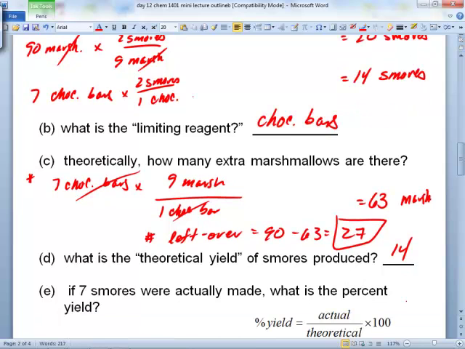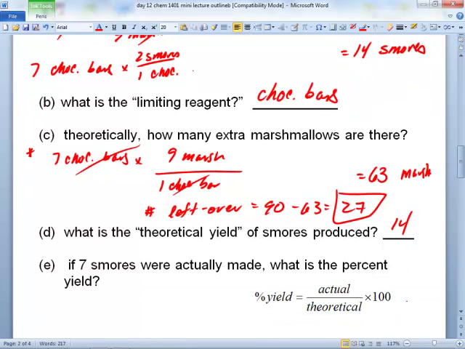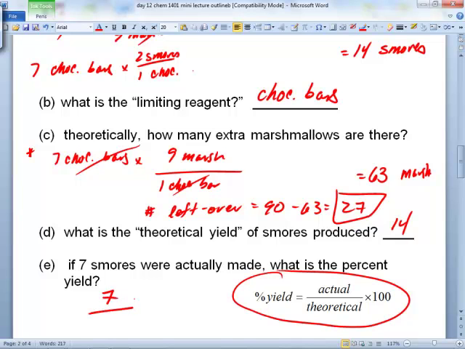If 7 were actually made, what is the percent yield? Now to get percent, here's our equation. Divide the actual by the theoretical. Multiply by 100. So the actual they said was 7. There's no way you know what the actual is. They have to tell you, right? Someone probably ate some chocolate bars or they dropped them on the ground. Something broke. They only got 7 made. Theoretically, they should have got 14. You brought enough stuff for 14. So 50%. It's always the actual over the theoretical.